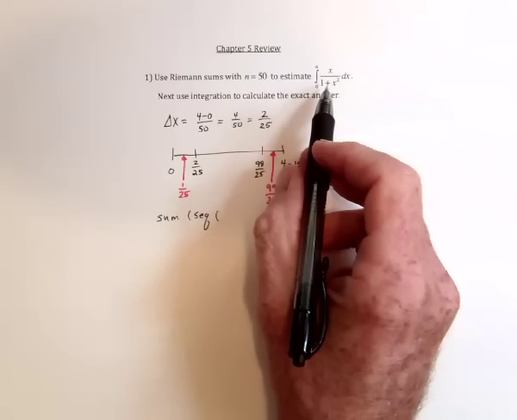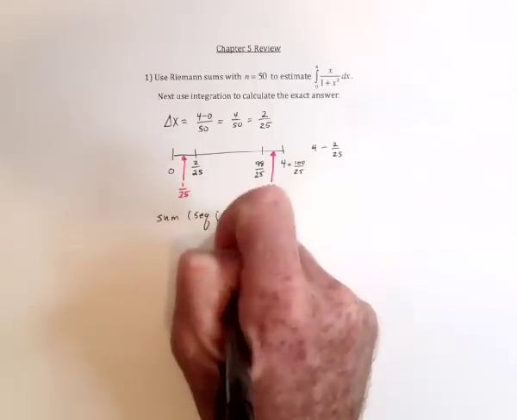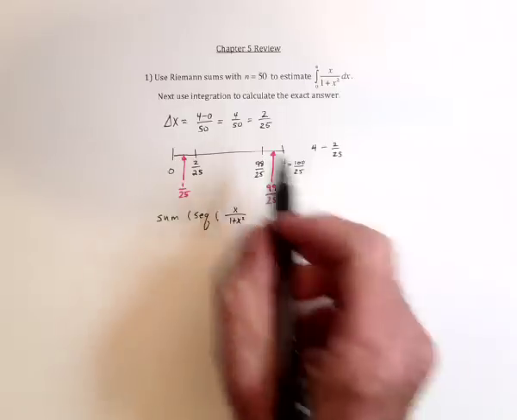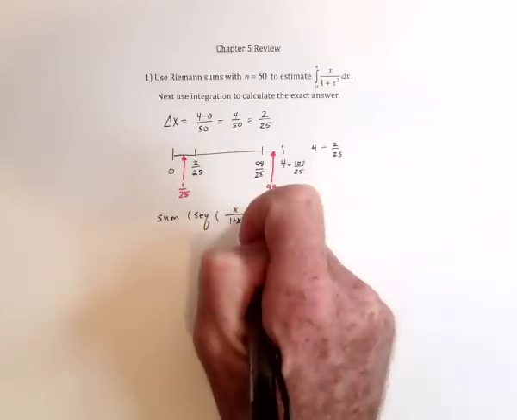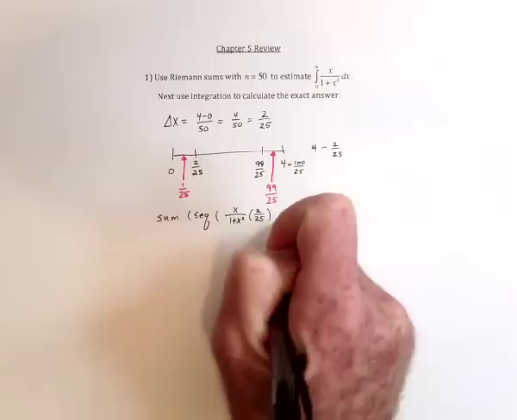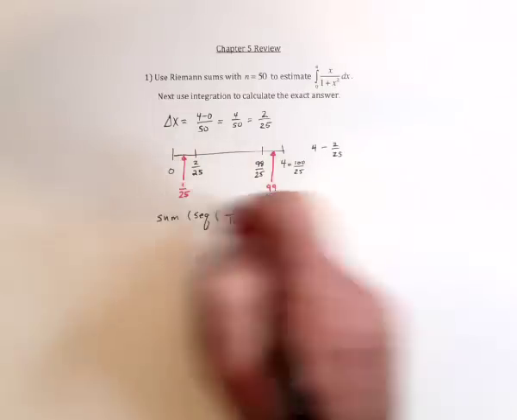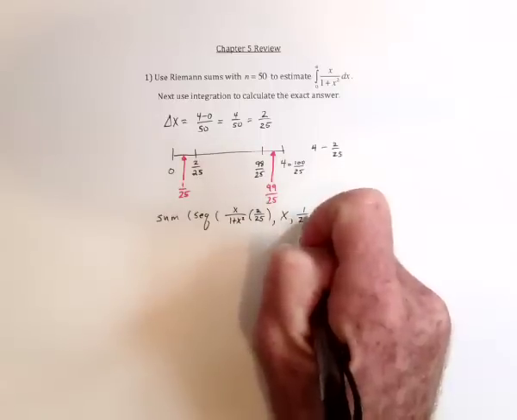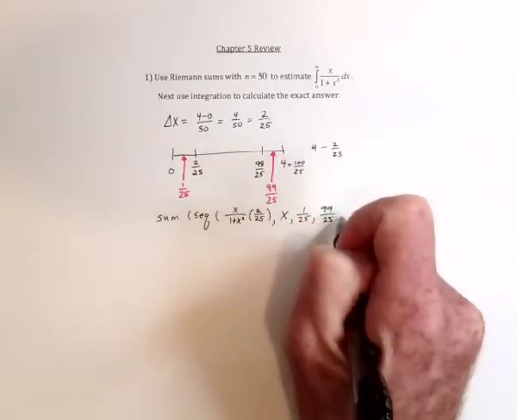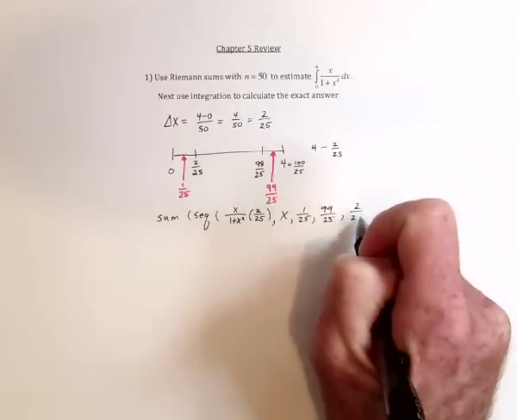So the height of each rectangle is going to be given by the function x over 1 plus x squared. Then that needs to be multiplied by the width, which is 2 25ths. So times 2 25ths. And then have x go from the beginning 1 25th to this one, 99 25ths. And the size of each increment is going to be the delta x.